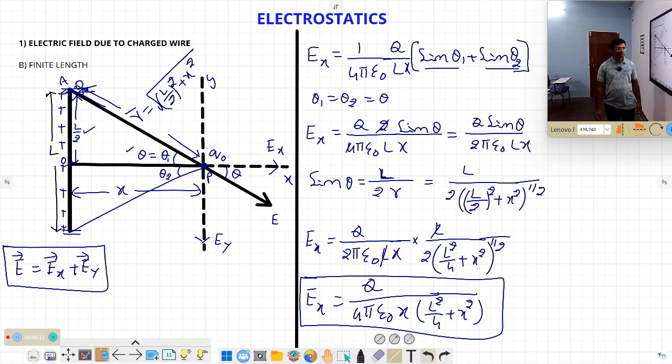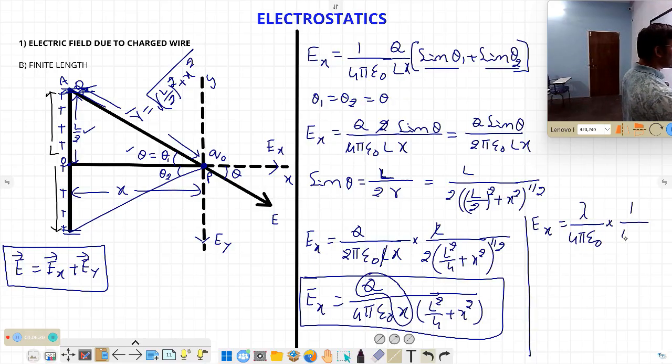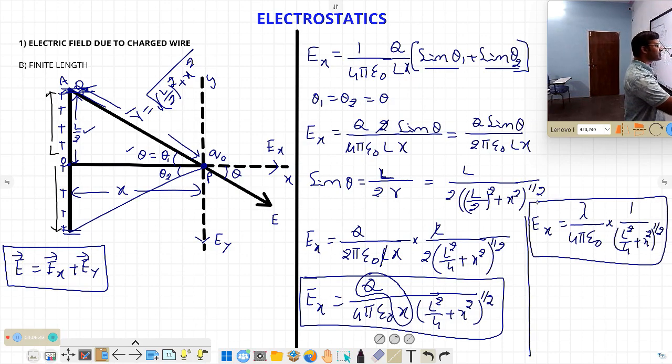If you write it in terms of charge density, what is the charge density? Linear charge density here. So in this case, Ex equal to, I can replace this q by L with lambda, because most books present it in this form. That is lambda by 4 pi epsilon naught into 1 by, so what you are going to get, that is (L square by 4 plus x square) whole power 1 by 2. We should not forget this 1 by 2, that is whole power 1 by 2. This is the formula for the electric field along the x-axis in this case.